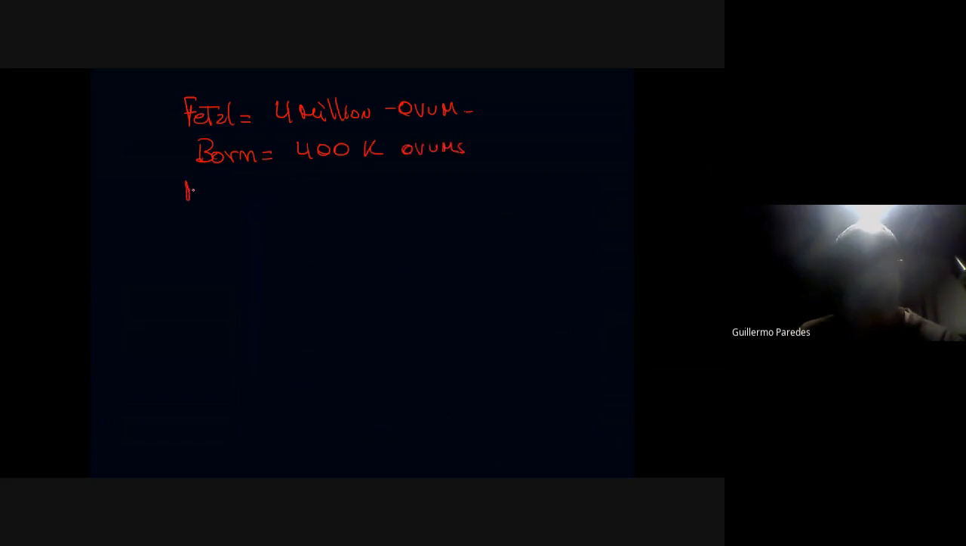At the time of menarche, the average in the United States is 12.7 years old, and the number of ovules is going to be 40,000. That's all you have at the time that you start your menstrual cycle. From these 40,000 ovules, how many times are you going to have menstrual cycles in your life span?